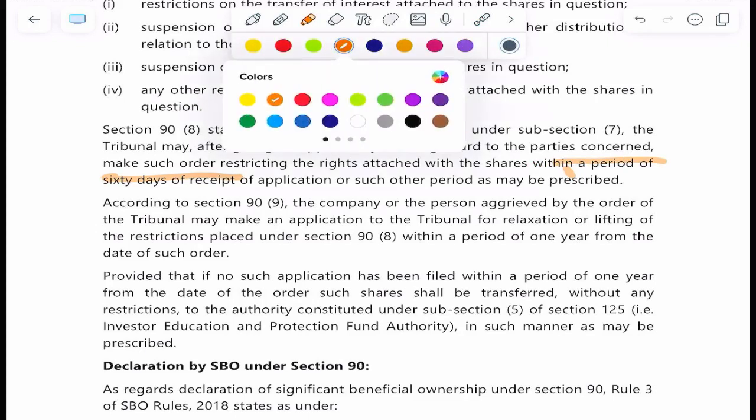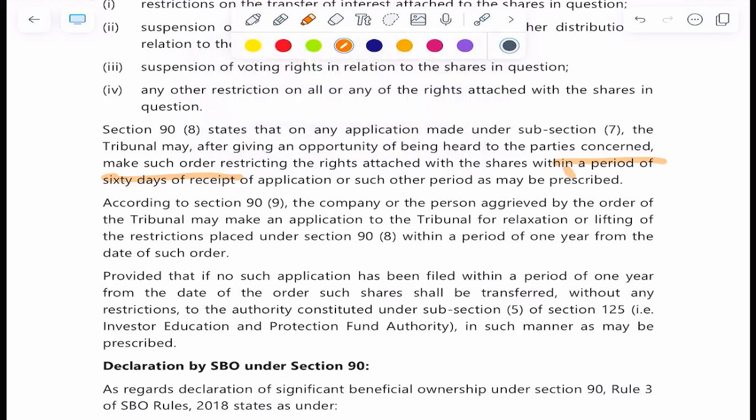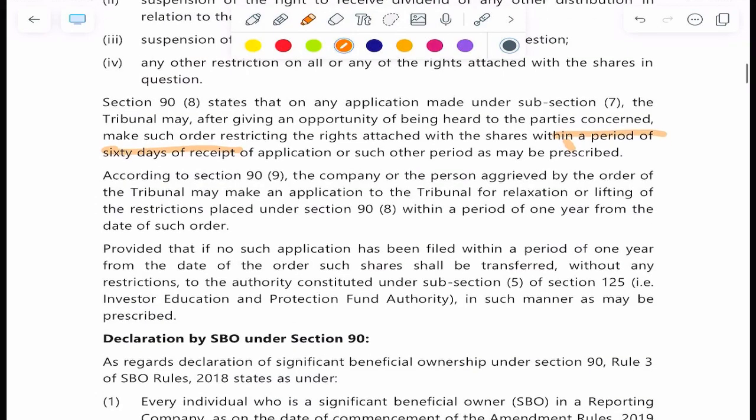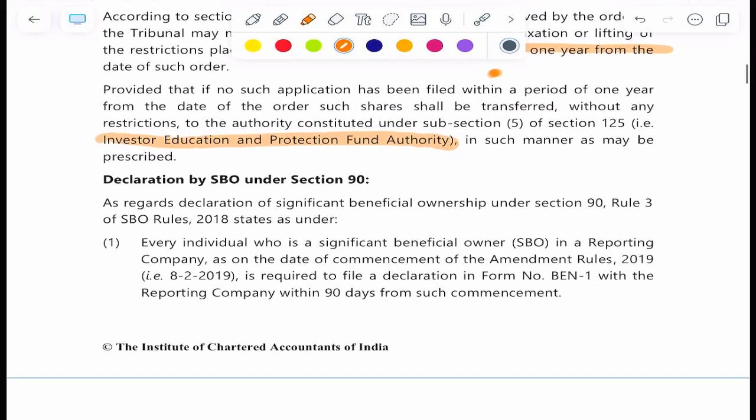According to section 99, the company or the person aggrieved by the order of the tribunal may make an application to the tribunal for relaxation or lifting of the restriction placed under section 98 within a period of 1 year from the date of such order. Provided that if no such application has been filed within a period of 1 year from the date of the order, such shares shall be transferred without any restrictions to the authority constituted under subsection 5 of section 125, that is the Investor Education and Protection Fund Authority, in such manner as may be prescribed.